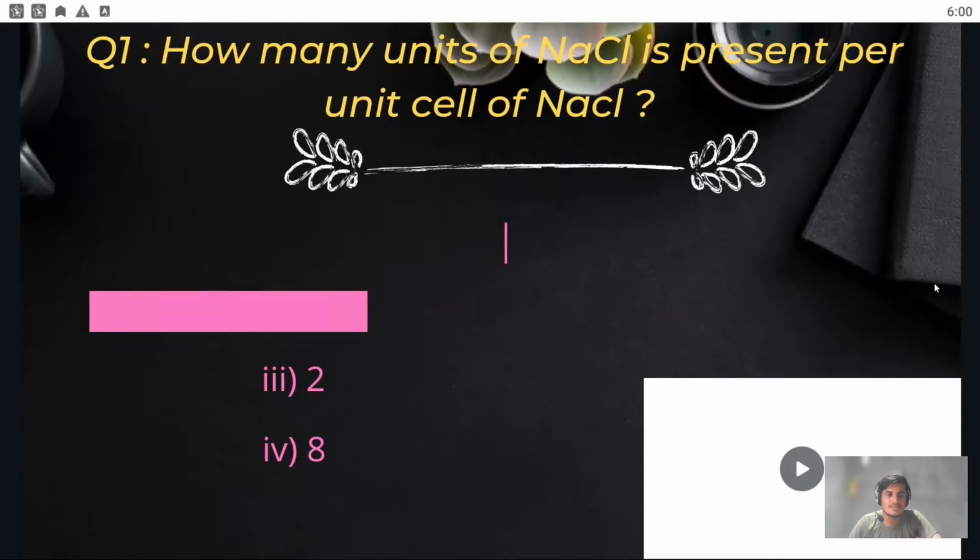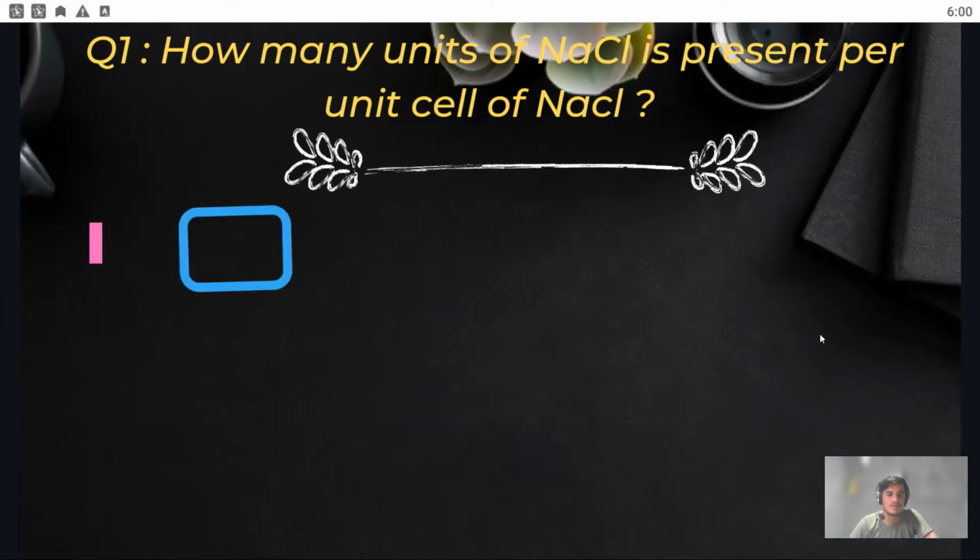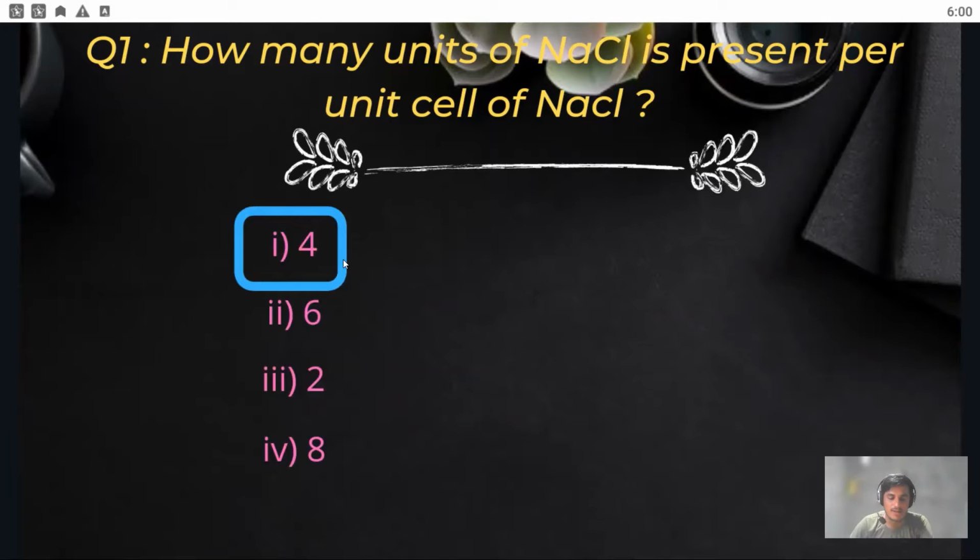The correct answer is none other than 4, because there are a total of 4 Cl ions and 4 Na ions. So we can say the formula is Na4Cl4. Then the number of NaCl units present per unit cell of NaCl is 4.